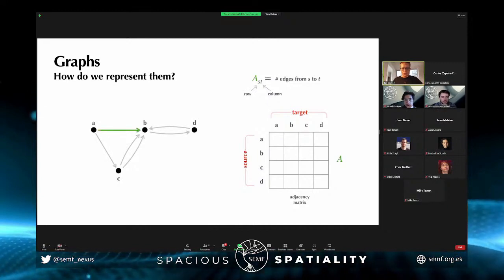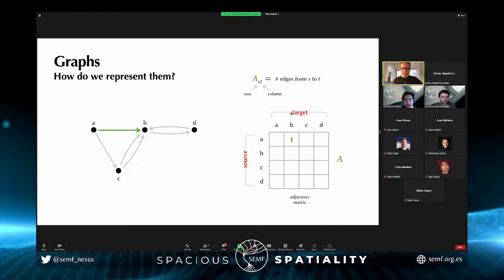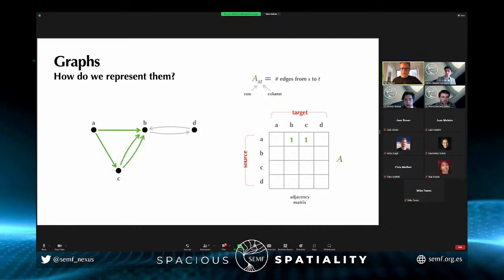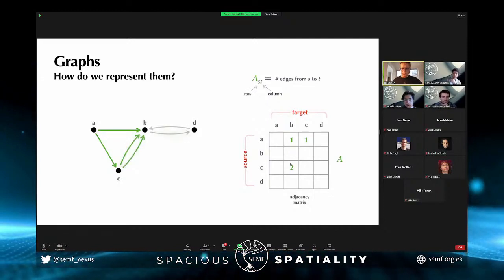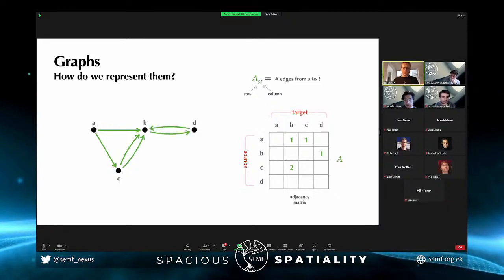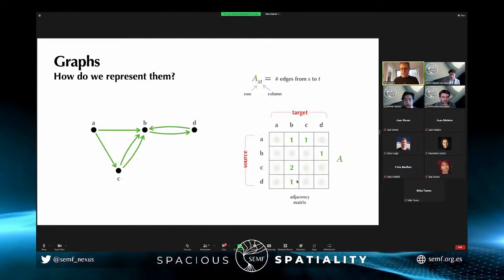This particular edge connects A and B. So source, target, put a one there. There's only one edge. There are two edges between C and B, so this particular entry has a two in it. There's one between B and D, and then one between D and B, which is on the opposite side of the matrix. And then all the rest are zero.